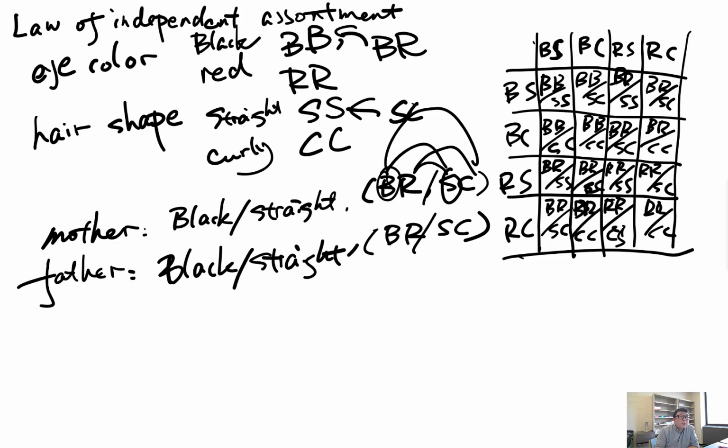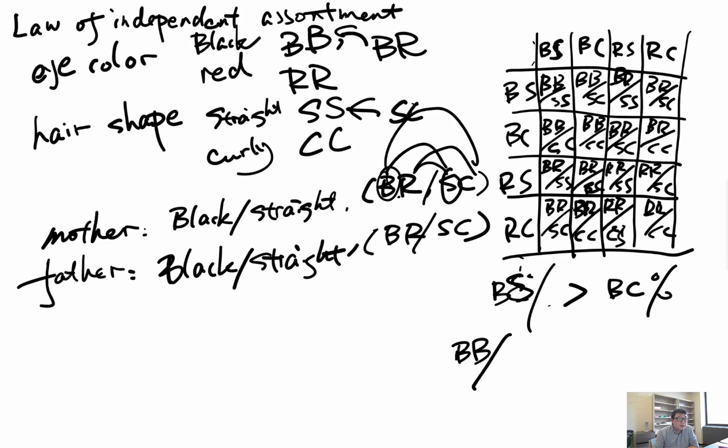But the thing is, if the black eye and the straight hair, B and S, are always linked to each other, then the percentage of BS should be way higher than the BC percentage. In this case, BBSS should be way more than BBCC.